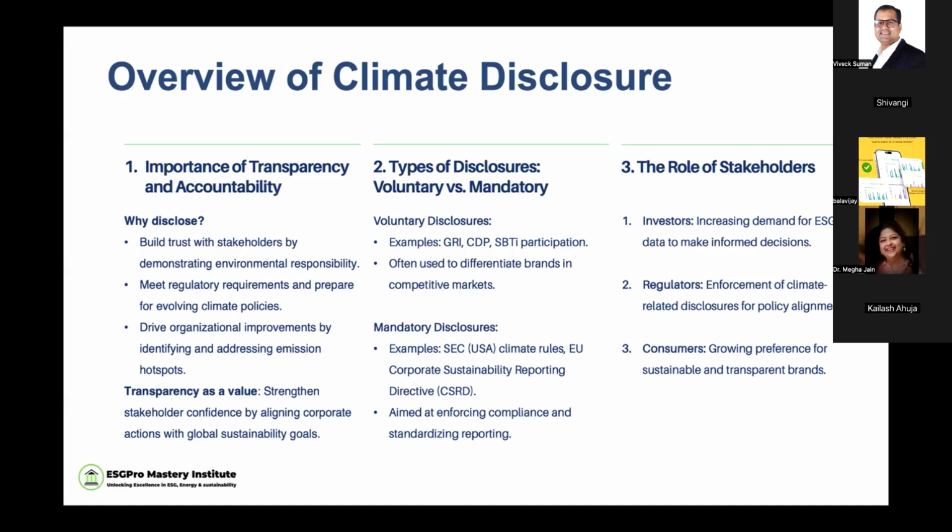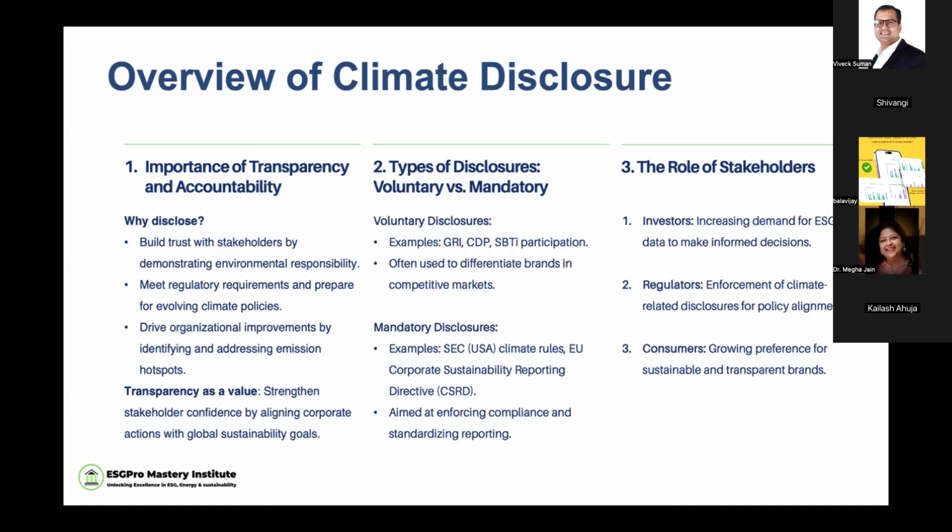Now, voluntary ones are GRI, which more than 14,000 companies worldwide have adopted, right? On their website, that's what they claim. Actually, the numbers must be much higher than that. CDP is another one where more than 7,000 are reporting and using it. And SBTi, as we have discussed, 5,000 companies are using it. These are voluntary requirements. That's why people adopt.